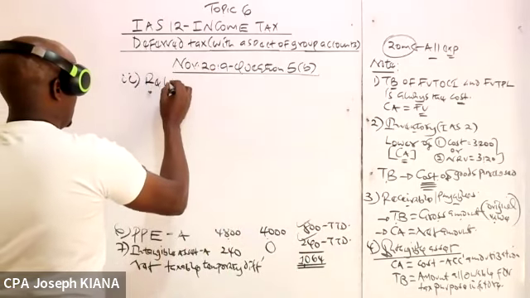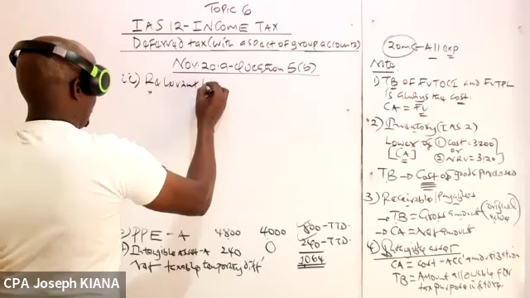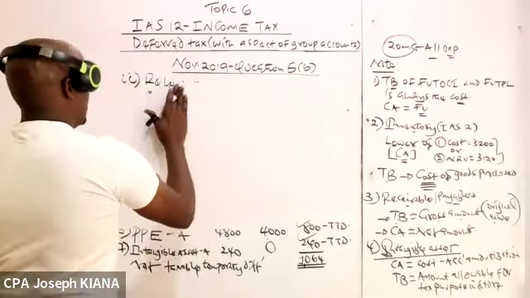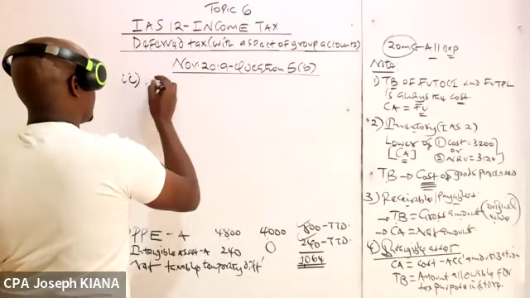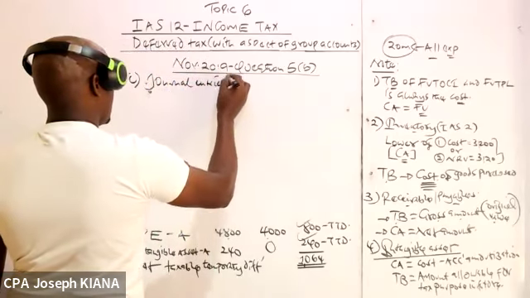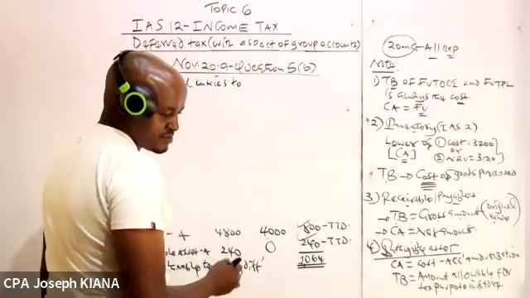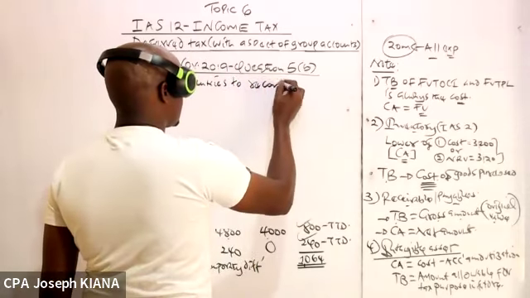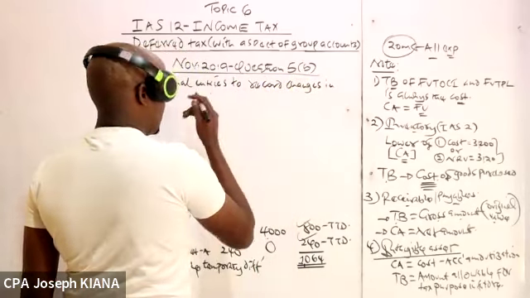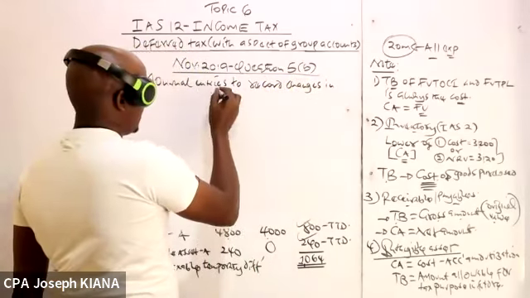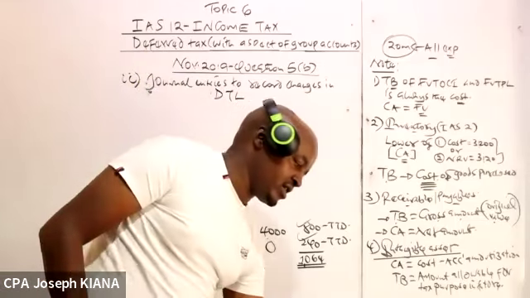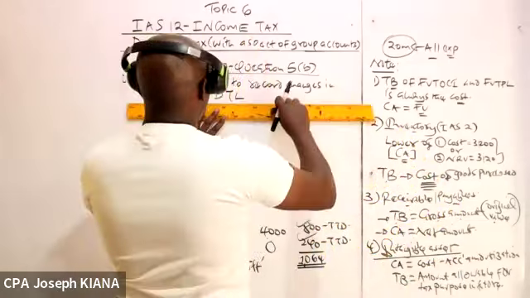Roman 2: relevant journal entries to record changes in deferred tax liability.